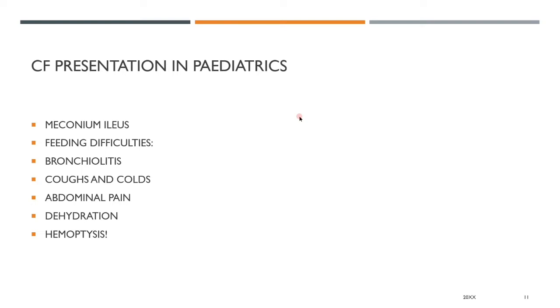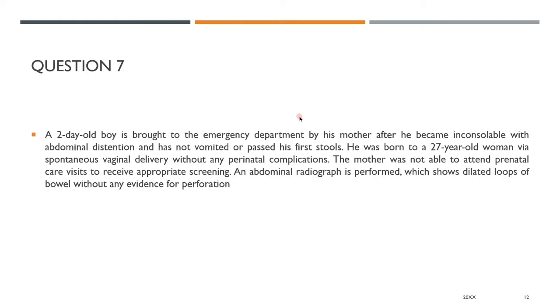Amongst which, the earliest presentation of cystic fibrosis is meconium ileus, as I'm sure we all know. This is a case about a 2-day-old boy brought to the emergency department by his mother after becoming inconsolable with abdominal distension. He has not vomited or passed his first stools. He was born to a 27-year-old woman via spontaneous vaginal delivery, with no perinatal complications. Mom was not able to attend prenatal care visits to receive appropriate screening. He has undergone radiograph studies which were abnormal.